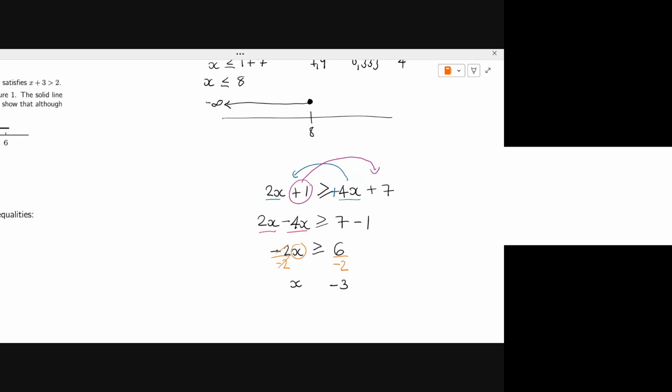But don't forget, I have just divided by a negative number. I've divided by a negative number. So what needs to happen to my sign in the middle? It has to change. Yes, we need to switch the sign. Good. So whereas my sign was facing that way, now my sign needs to face the other way. Good. So there we go.